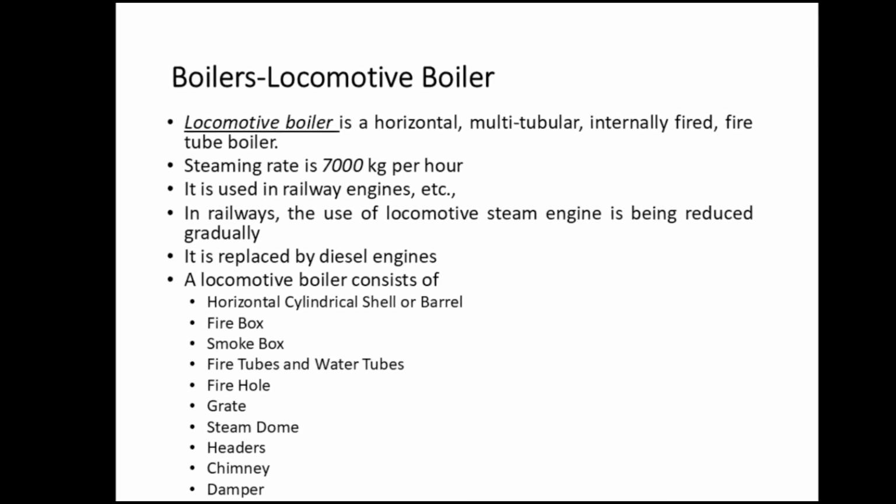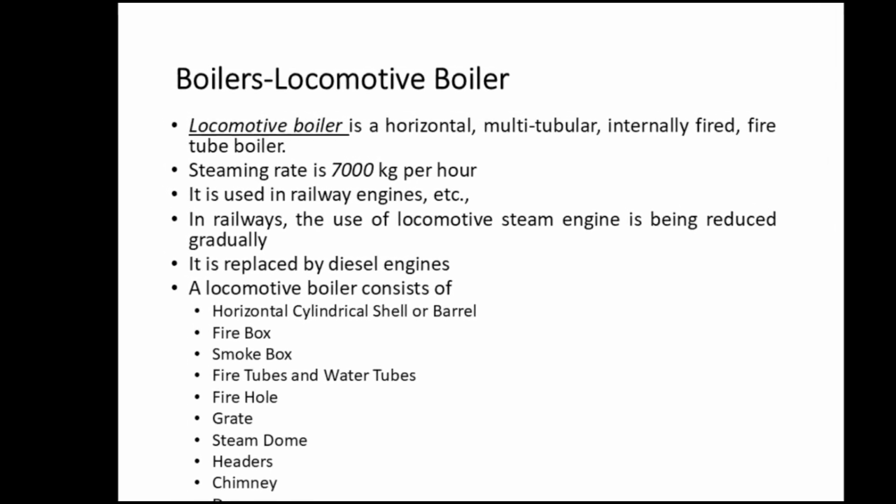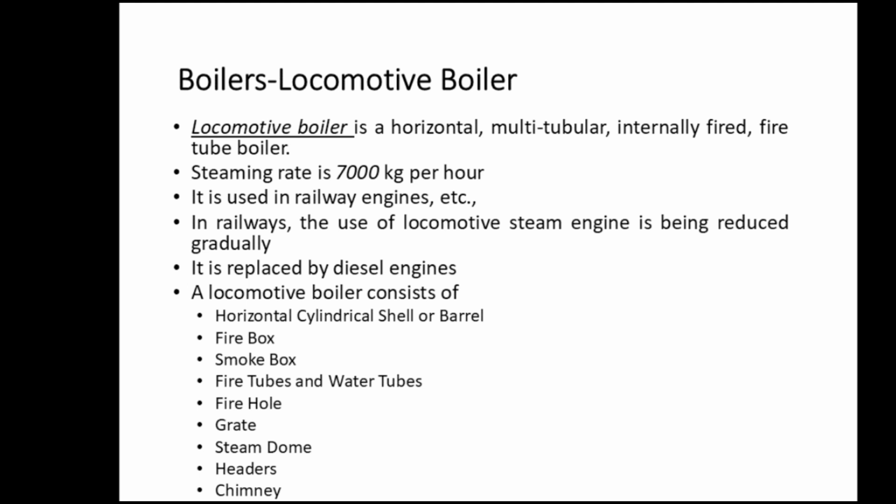Disadvantage. Capacity is less because of the vertical design. Boilers. Locomotive boiler. Locomotive boiler is a horizontal multi-tubular internally fired fire tube boiler. Steaming rate is 7000 kilograms per hour. It is used in railway engines, etc. In railways, the use of locomotive steam engine is being reduced gradually. It is replaced by diesel engines.